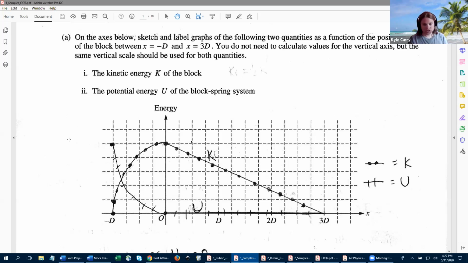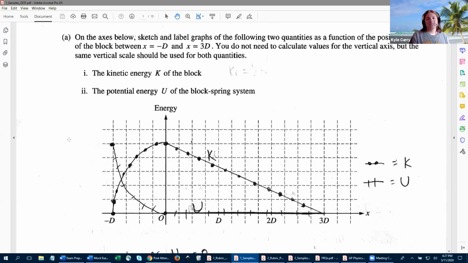and then part I would not be sketch the graph. Part I would probably state, is this curve correct? Why or why not? Kinetic energy curve, is it correct? Why or why not? Potential energy curve, is it correct? Why or why not? So then you would have to explain.